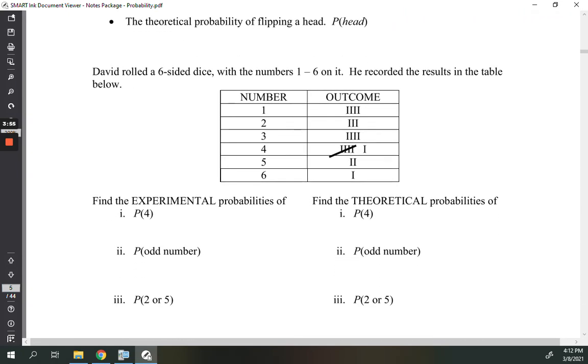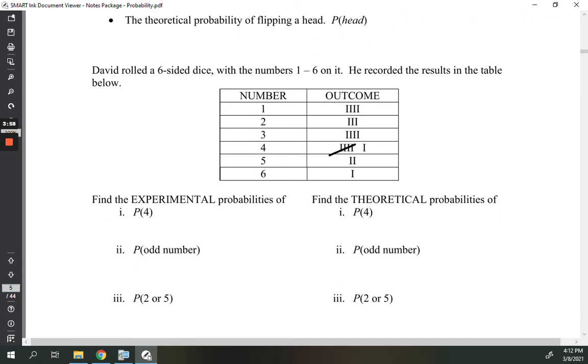Let's look at David rolling a dice. He does an experiment and rolls a dice a bunch of times and records his information in this chart: how many times he rolls each of the numbers. If I wanted the experimental probability of him getting a 4, what we want is a 4. He's rolled a 4 6 times, out of a total of, if we add up all these rolls, 20 rolls that he did. So the experimental probability is 6 out of those 20 rolls, which simplifies to 3 out of 10, or 0.3 as a decimal.